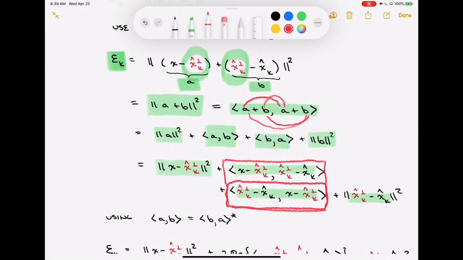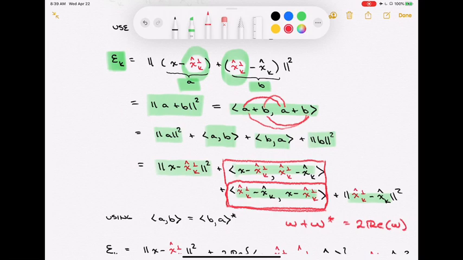And what do I know when I add something to its complex conjugate? If you add something to its complex conjugate, you get twice the real part of whatever it was that you started out with. We know just from our study of complex numbers that if you had a complex number and you added to it its conjugate, that's equal to 2 times the real part of W.